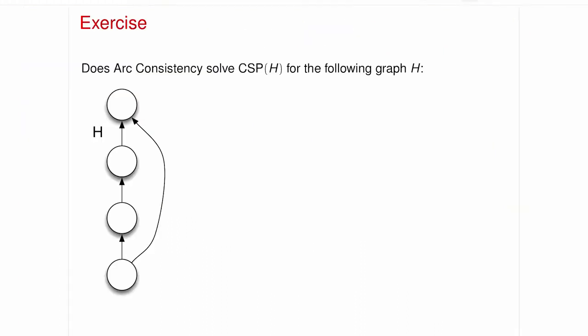End of proof. Now this is an excellent occasion to train a little bit how to apply this theorem. I want everybody, at the end of the course, to be able to determine for a given graph H whether the arc consistency procedure will solve CSP of H. For instance, if you look at the following graph H, does the arc consistency procedure solve CSP of H?